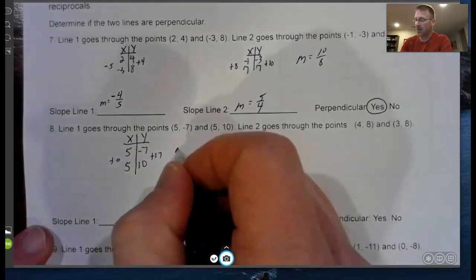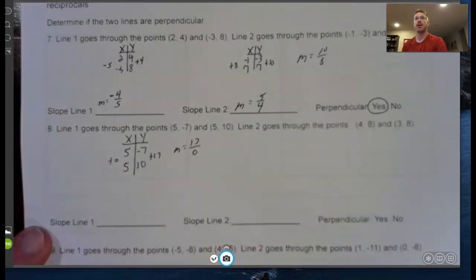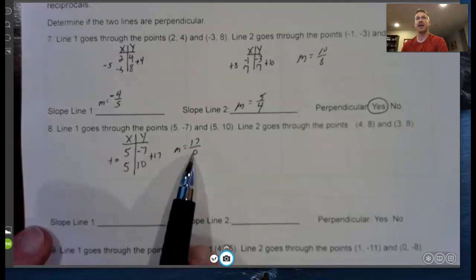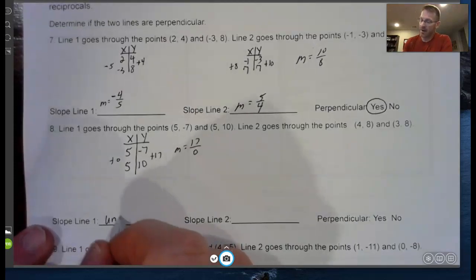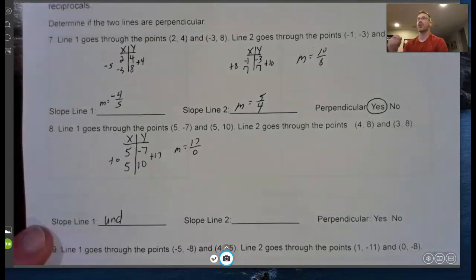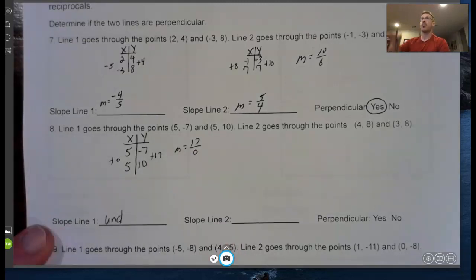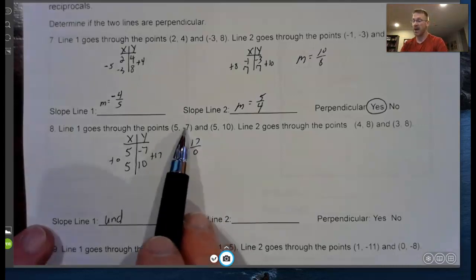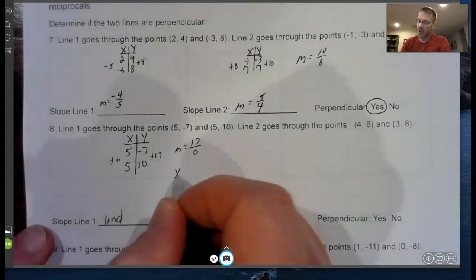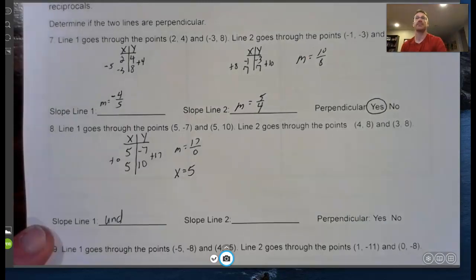Now, we've talked about this a couple of times already. So if we get that 0 in the denominator, that means our slope is undefined. And we should start to hopefully remember that this means I have no run. So that means my line is going up and down. So I have a vertical line. And once again, we can see that the x coordinates match. So the equation of that line would be x equals 5.